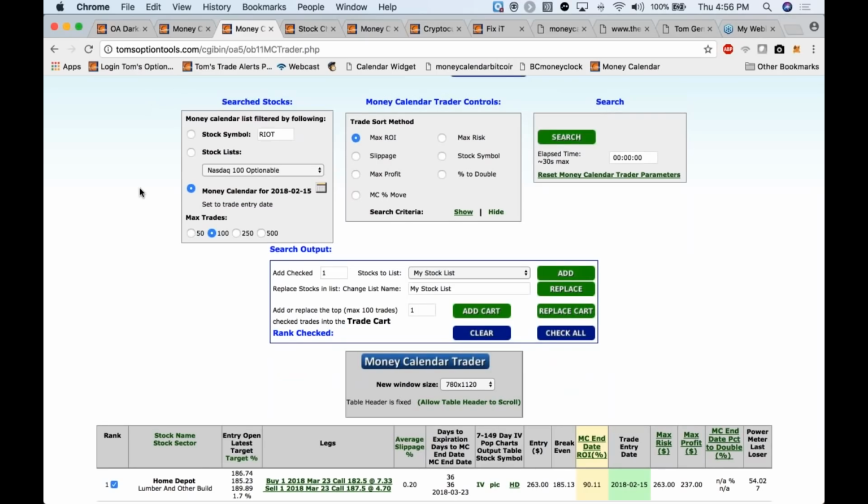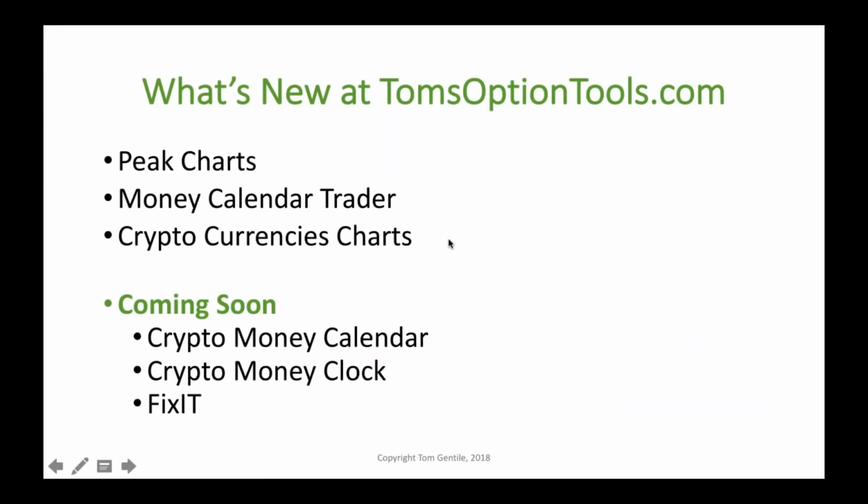So that's Money Calendar. So we looked at Peak. Again, we looked at Peak charts. We looked at Money Calendar Trader. Let me show you the cryptocurrency charts.